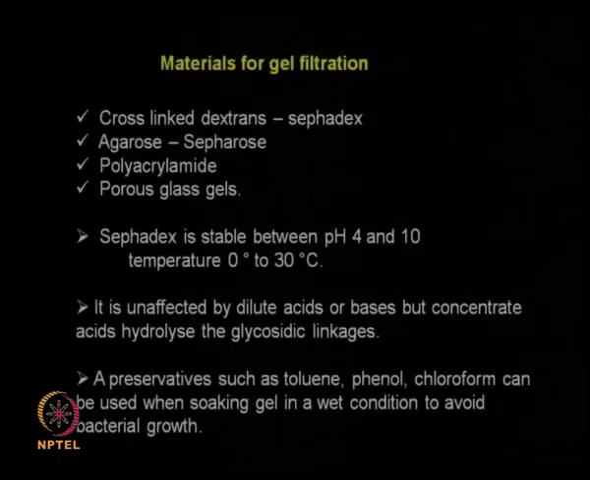So what are the materials used in gel filtration? We can use cross-linked dextran, Sephadex, as I mentioned before, which is highly hydrophilic. Then we can use agarose, Sepharose, we can use polyacrylamide type of gel, we can even use porous glass gels. Now each one of them has advantages and disadvantages depending upon the type of system which we are studying, and depending upon the operating conditions, we change the gel material.